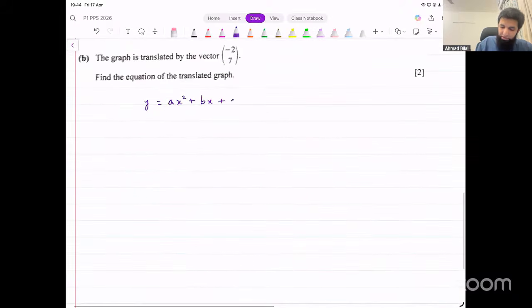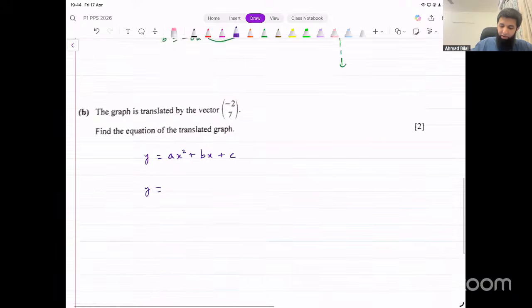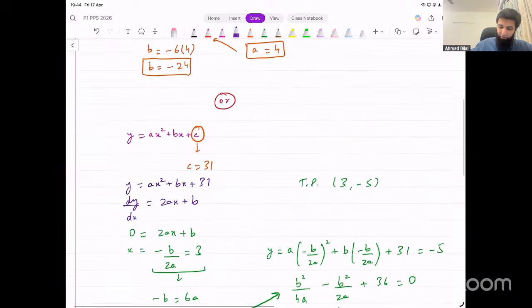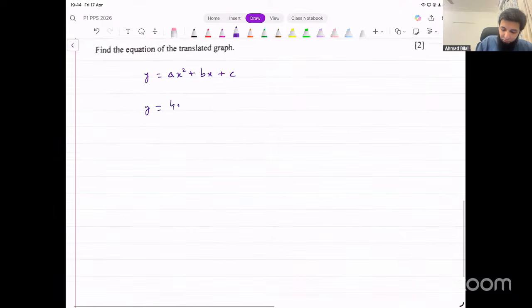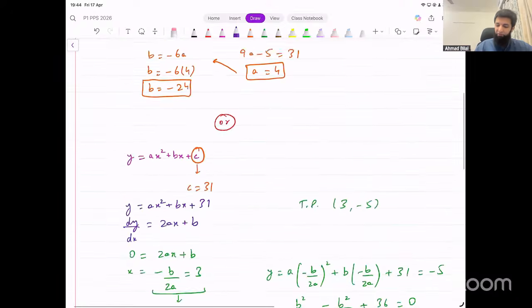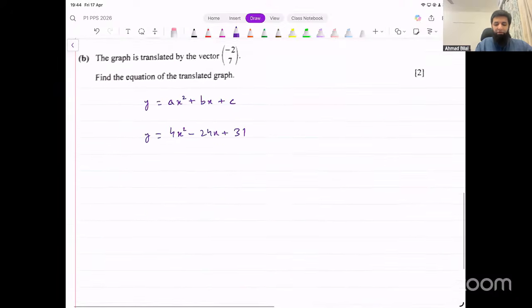Ax squared plus bx plus c. We know the value for a is 4, b is negative 24. 4x squared minus 24x plus 31. That's the function that we've got, okay? We need to translate it by the vector (-2, 7).